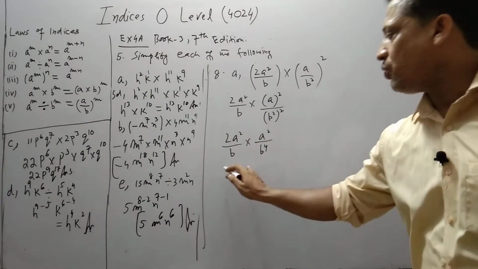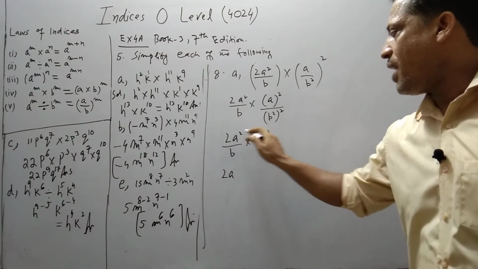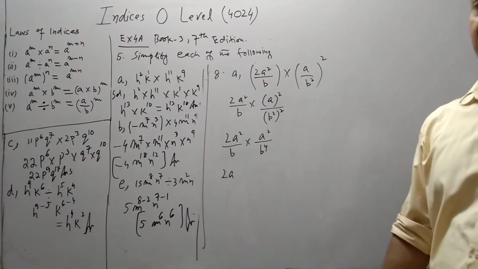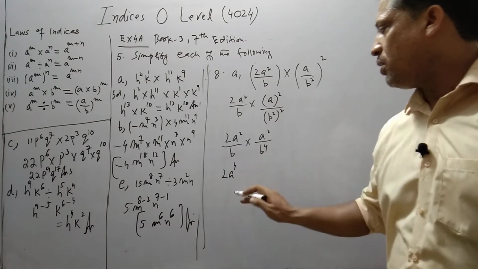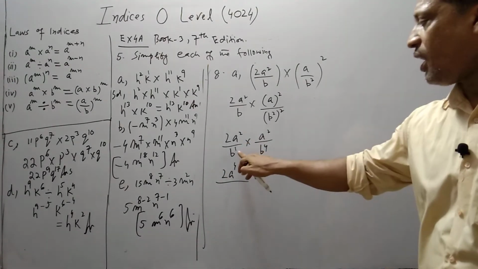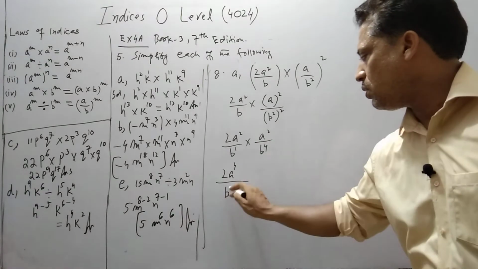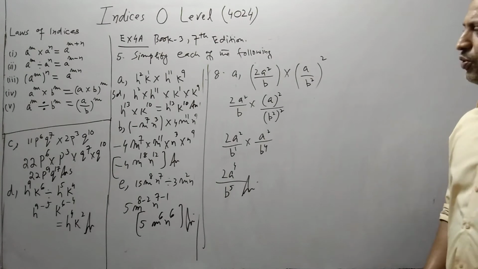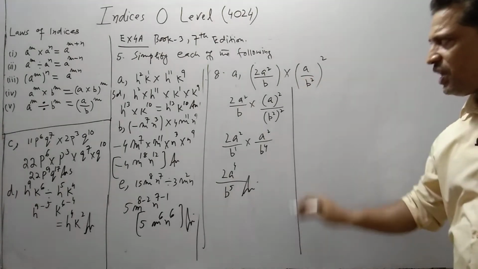And the final answer: 2a square and this is a square. Both bases are multiplied. If bases are same, then powers will be added. 2 plus 2, 4, upon this is b power 1, because if nothing then 1. b1 plus 4, b5. And this is your final answer. I hope you understand. See the next part.